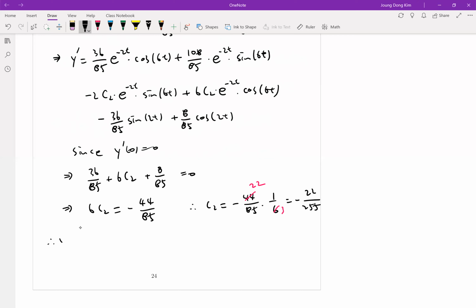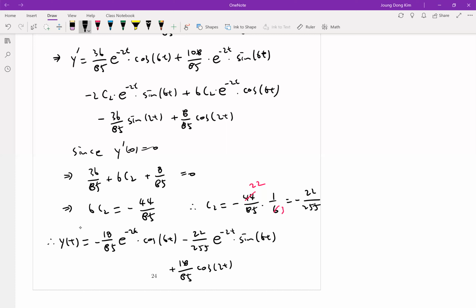Now, let me write my general solution with the initial condition. It is equal to minus 18/85 e to the minus 2t cosine 6t minus 22/255 e to the minus 2t times sine 6t, and plus 18/85 cosine 2t plus 4/85 sine 2t. That's it. This is the final solution of this problem.